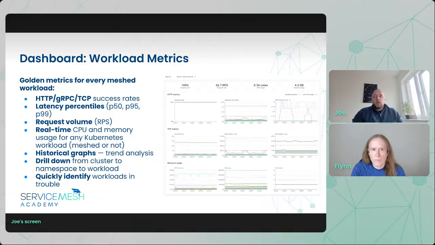We've got real-time CPU and memory usage, the Kubernetes workloads. We've got some historical graphs. As I said earlier, we can drill down from the cluster down to the namespace level to the workload levels. You can be really fine-grained about the data that you're trying to have a look at. And then you can quickly have a look at which workloads are in trouble, provided that they are in trouble, of course. They might not be.